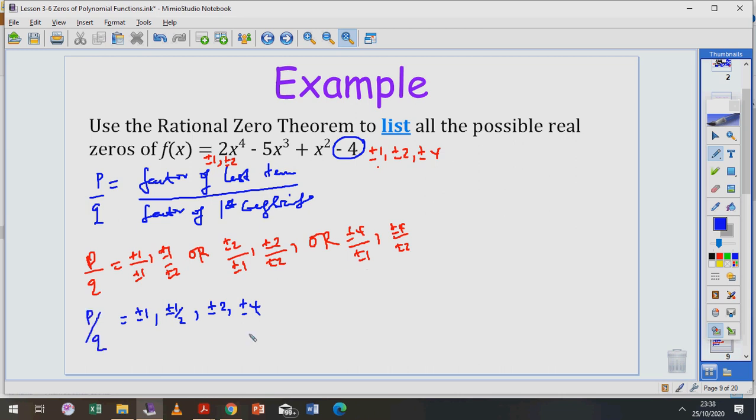So my list of all the possible real zeros of f of x, this is it. This does not mean that all of them are zeros, it just means that these are the possible ones. This is a list of all the possible ones. I can substitute each of them into this expression to determine which of them are actually zeros, but just by using the rational zero theorem, it eliminates the guesswork, because if I try trial and error, I could go on forever without knowing where to start or where to stop.